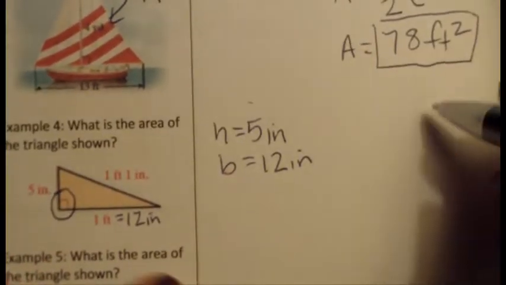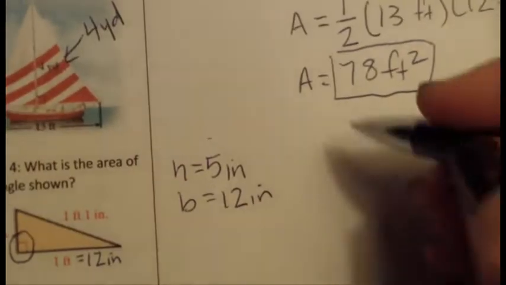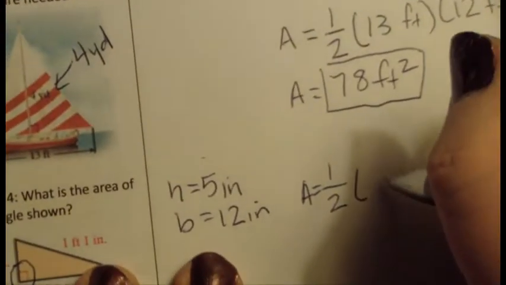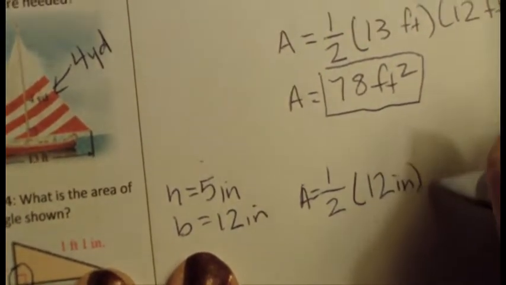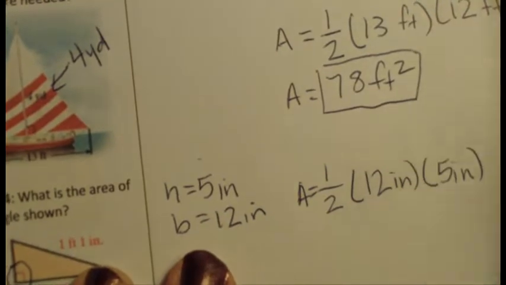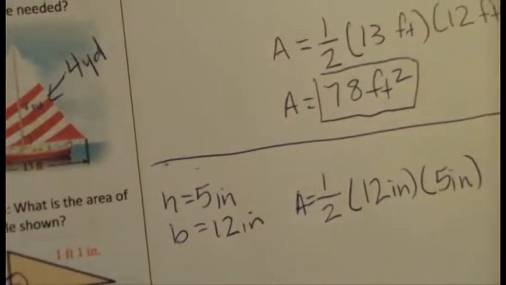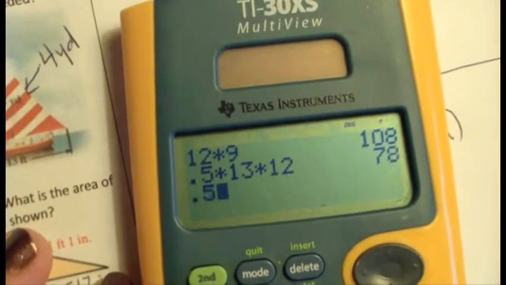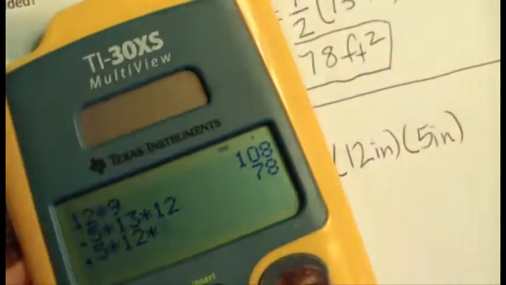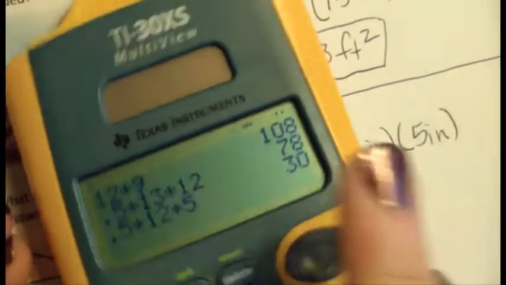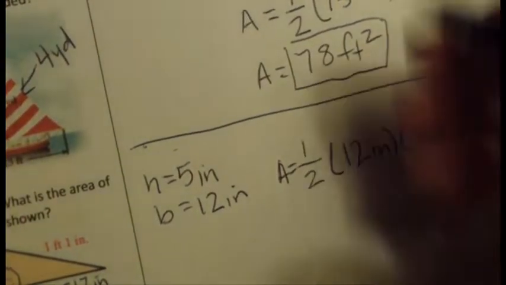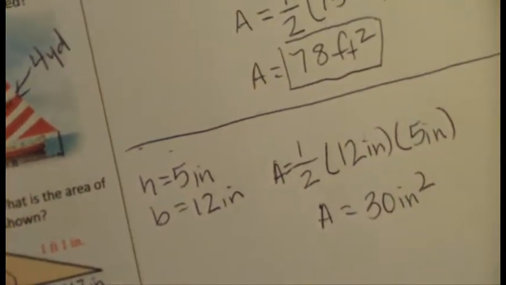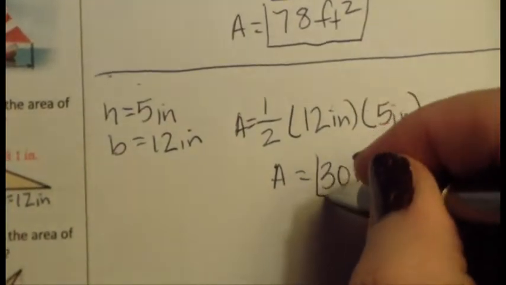And so again, plug it into your formula. 1/2, base is 12 inches, height 5 inches. Plug that in. I believe it's 30, but let's double check. So 0.5 times 12 times 5 is 30. So 30 inches squared. So the area of our triangle is 30 inches squared.